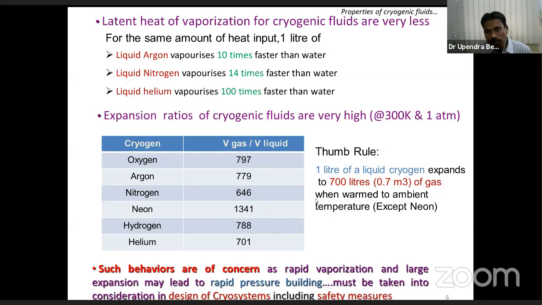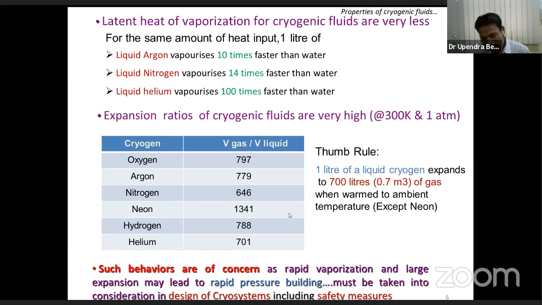So, as a thumb rule, 1 liter of liquid cryogen expands to about 700 times. This is the approximate value, 700 for helium, and nitrogen is almost 700. So that is the minimum, and it goes to 800, and sometimes it goes to more than that. That is neon, except neon, where you get 1341 liters of gas from 1 liter of liquid. So such behaviors are of concern, as rapid vaporization because of low latent heat and a large expansion ratio may lead to rapid pressure building.